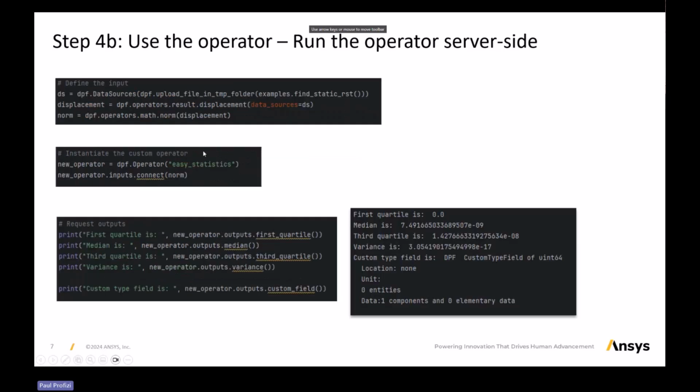Once I have that, I can, again, in my user script, define some input here. So it's a displacement norm field. Then I can instantiate my new operator as so, calling it by name. Or if I regenerated the PyDPF core operators Python code, I'm not showing how to do it, but you can do it. So you can do dpf.operators.math.easystatistics. It's doable. I can set its inputs, and then I can request the different outputs, and we can see that we print the different outputs that we generated through the operator. It's a bogus operator, but you can see it's working.